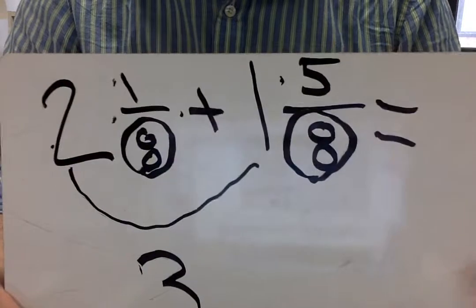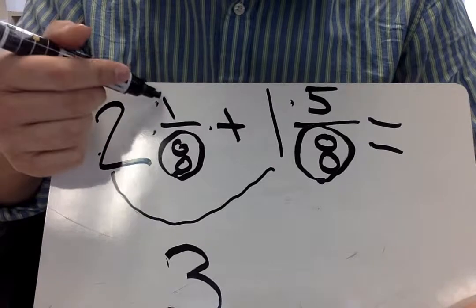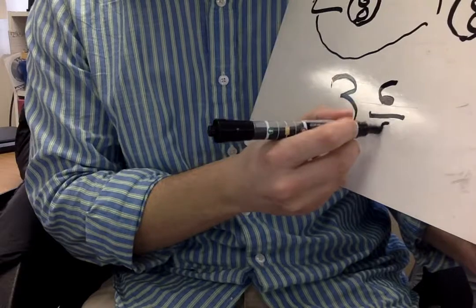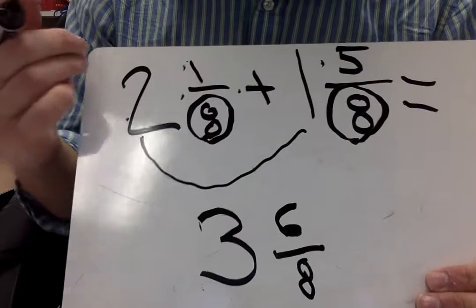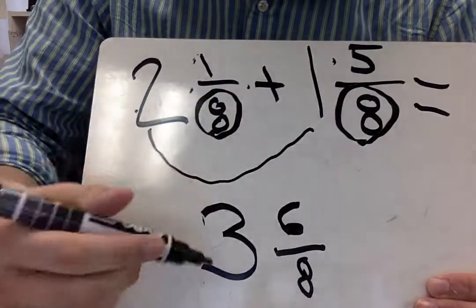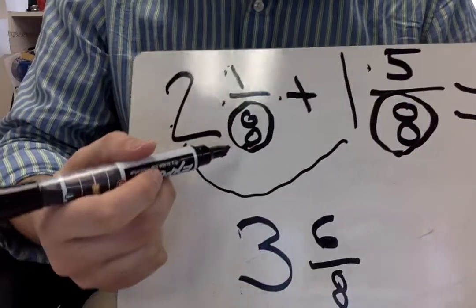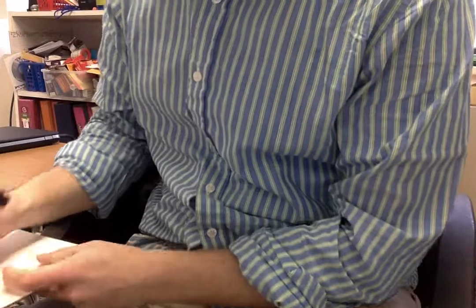And I know when I'm adding fractions with like units, I'm just adding the numerators. So 1 plus 5 is 6, and my denominator will stay the same. So my answer is 3 and 6/8. So when I add 2 and 1/8 plus 1 and 5/8, I have 3 and 6/8. So first we're adding our whole numbers. Second step, we're adding our fractions. We have a third step when we have fractions that are improper. So when we add two mixed numbers and we have an improper fraction, we will have a third step.